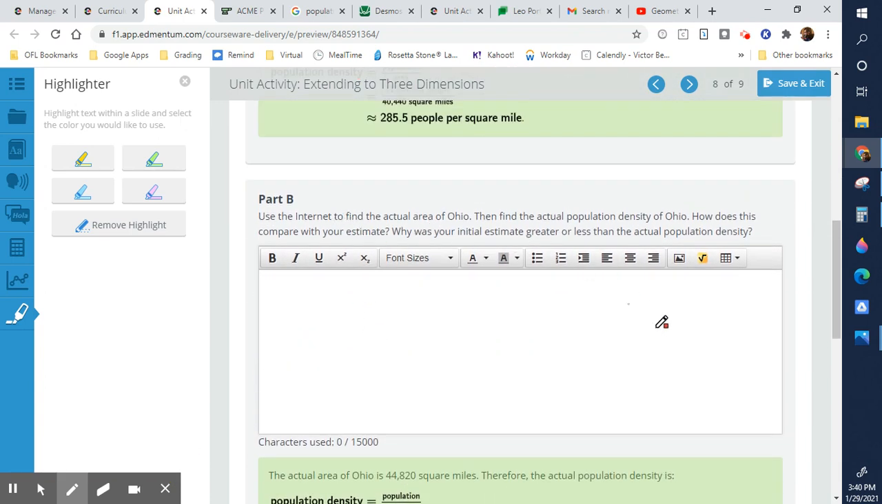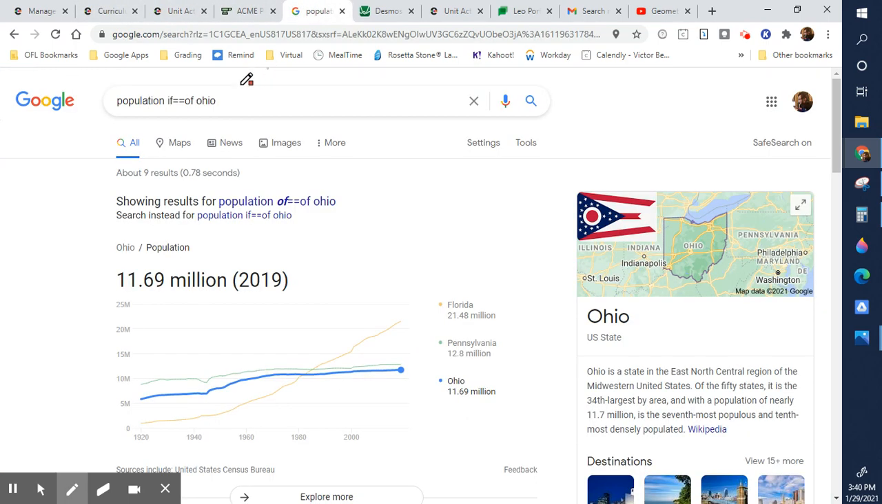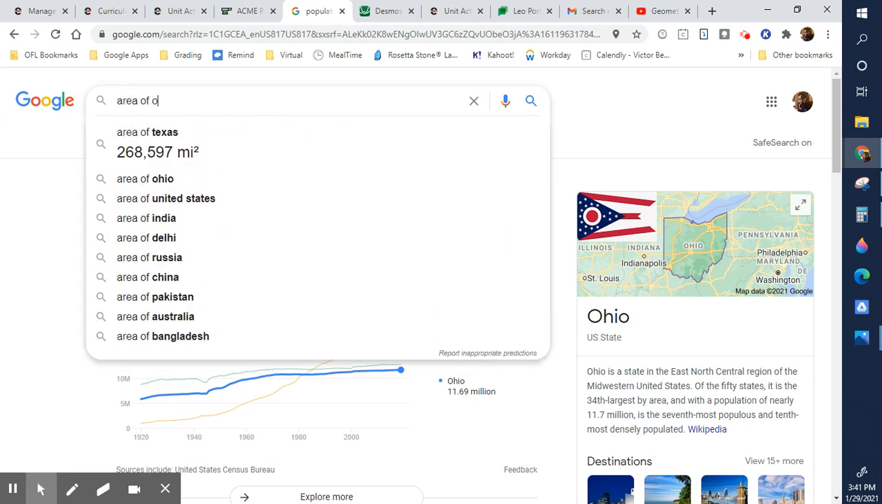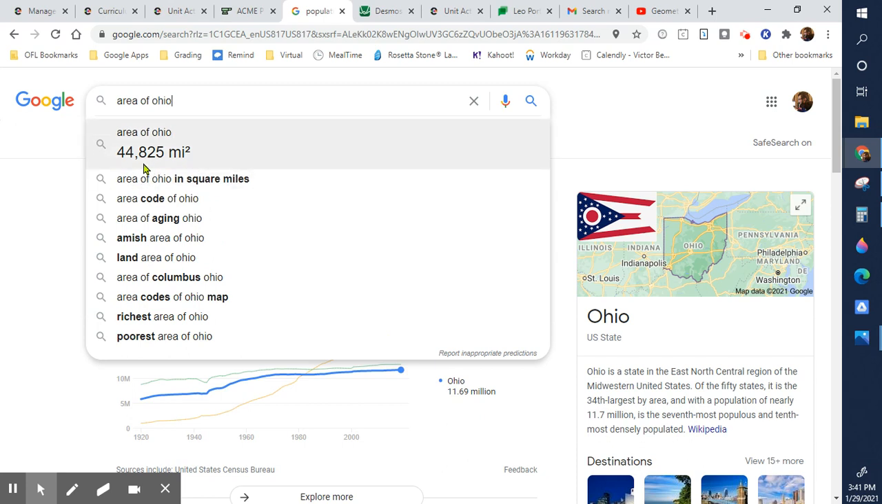Use the internet to find the actual area of Ohio. So now we're going to do it based on, so pop is equal to whatever we got before over actual area. So we're going to use the good old internet to find area of Ohio. Oh, and there it is. It literally gives it to us right there. The mi is miles squared.